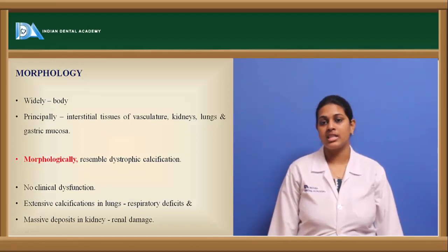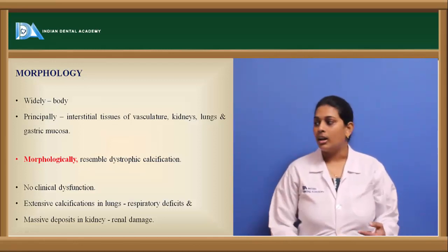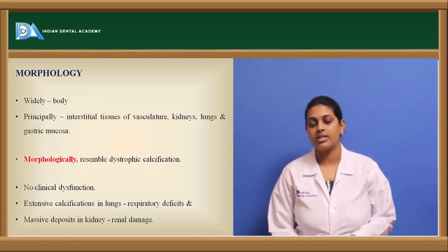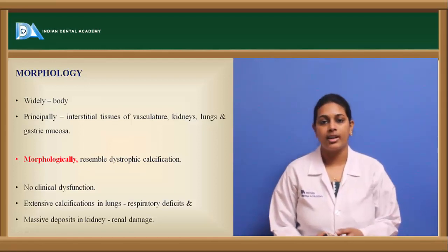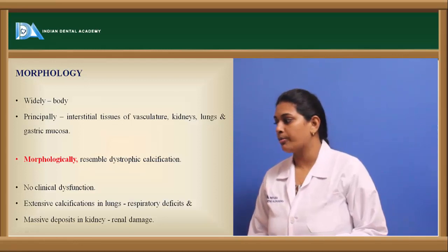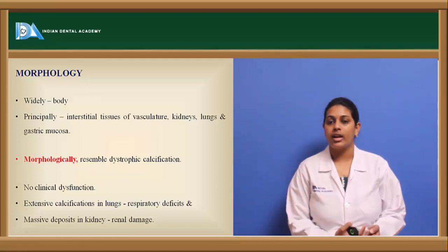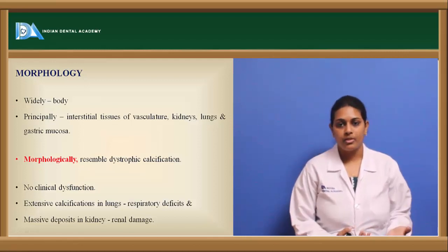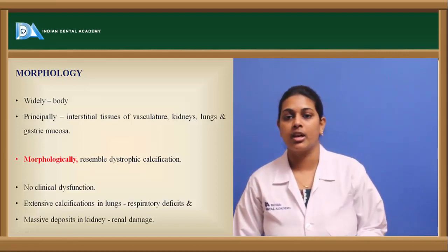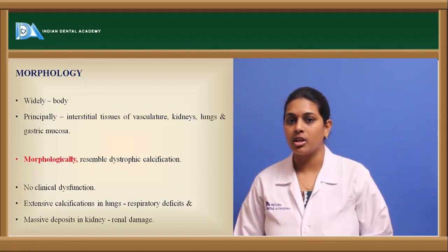Coming to the morphological features, metastatic calcification widely occurs throughout the body, but it is most commonly seen in certain interstitial tissues like the kidney, lungs, and gastric mucosa, which have more affinity for metastatic calcification. Morphologically, it resembles dystrophic calcification, appearing as fine gritty deposits or granules, white in color.